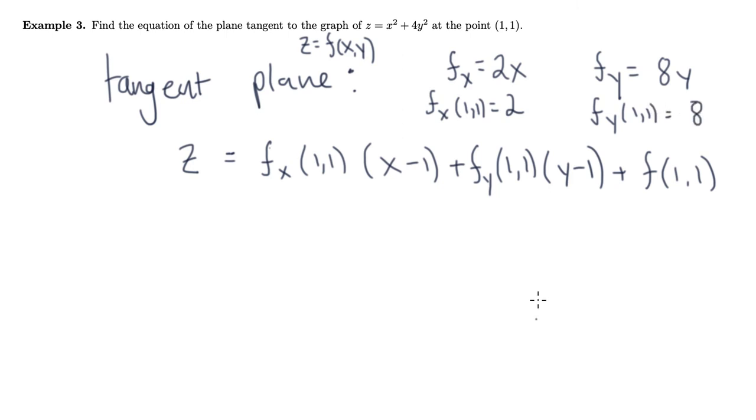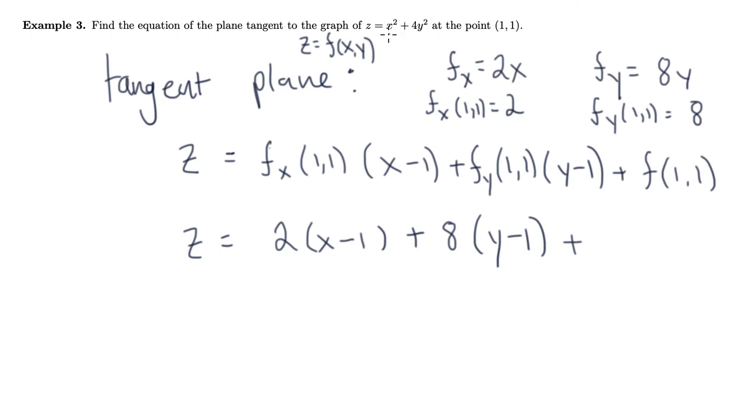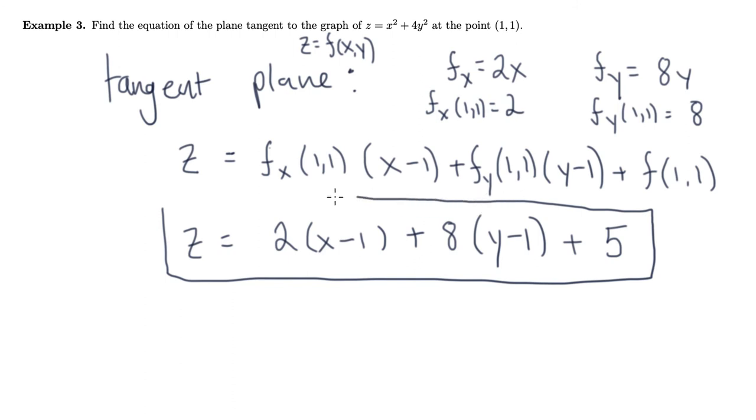Great. And so now let me just plug that in. So I have z is equal to 2 times (x minus 1) plus 8 times (y minus 1), and then plus f of (1, 1), well, that's just the function evaluated at (1, 1). That's 1 plus 4, which is 5. So this is the equation. Of course, it's the equation of a plane, but specifically, it's the plane that's tangent to the surface at this point. So really cool stuff.